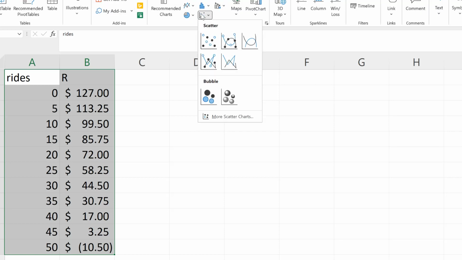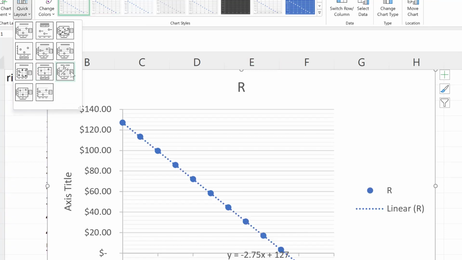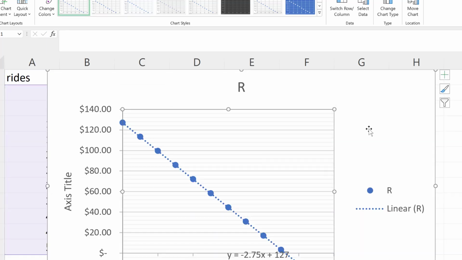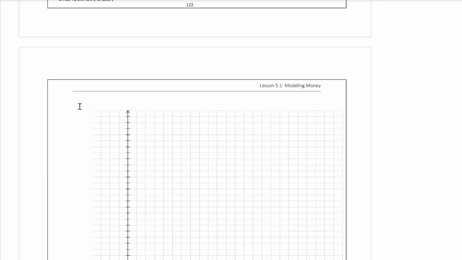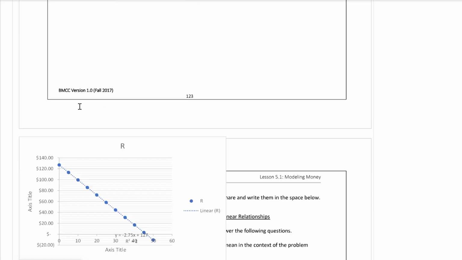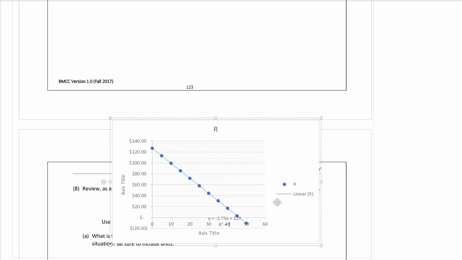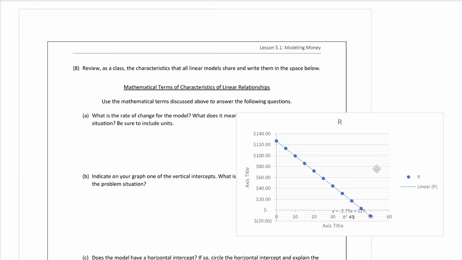graph. So here it goes. I'm just going to change the layout, so it's going to look a little pretty, and it also gives us the equation. So here it goes. Let's see if I can copy this into OneNote. Here we go. So actually this is convenient. I can just stick this in somewhere here.